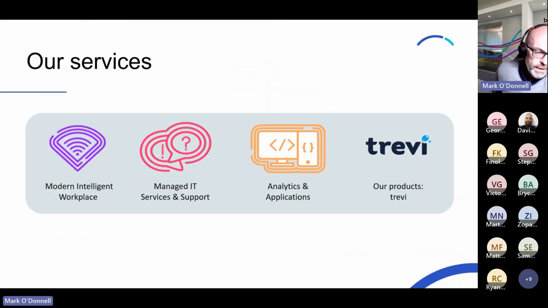We advise, implement and support technology solutions to help improve business. Within Bridgeall, there are 4 key business areas. Modern and intelligent workplace, where the focus is on improving employee productivity and satisfaction. Managed IT service and support covers security, infrastructure and cloud services. Analytics and applications, that's my area, where we support and develop large-scale bespoke software solutions and cover business intelligence and management information and data-related projects. And finally, Trevi, our suite of product solutions focused on the water utility sector.